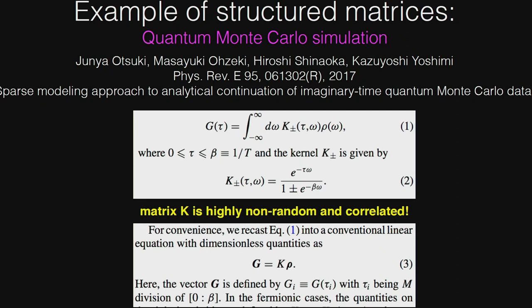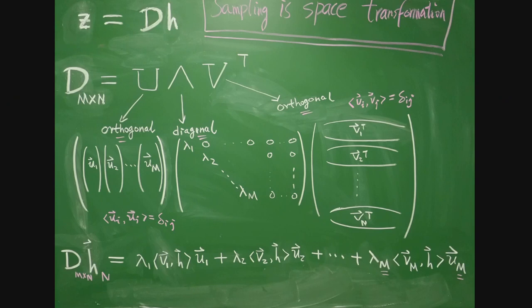But in many situations, this measurement matrix might be highly structured, so there could be strong correlations in the columns. For example, in quantum Monte Carlo simulation, you might want to get the density of states from the Green's function. This is a physics problem, and this matrix K for sure is quite non-random. If you apply AMP and other such methods to such a highly structured matrix, it doesn't work. So our work is trying to provide a solution for the case when the matrix is highly structured.